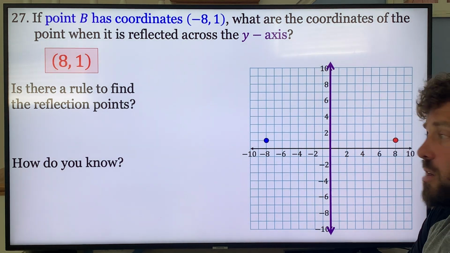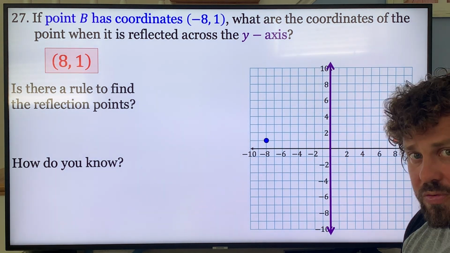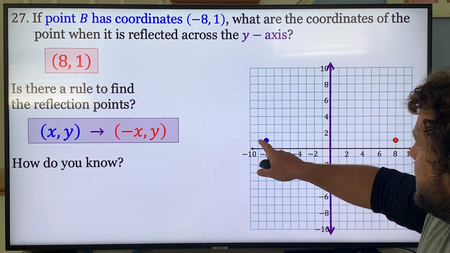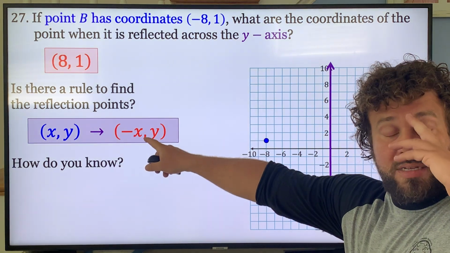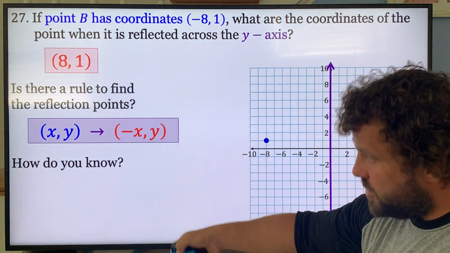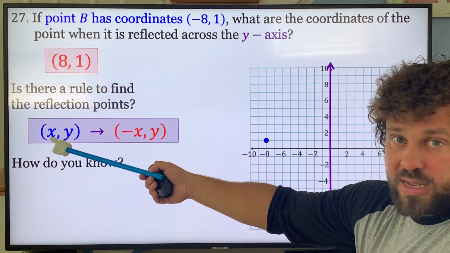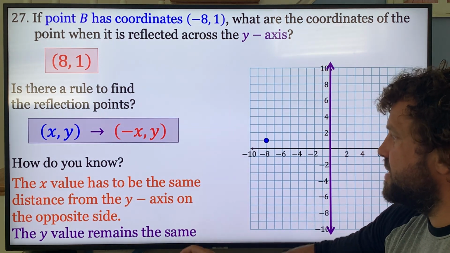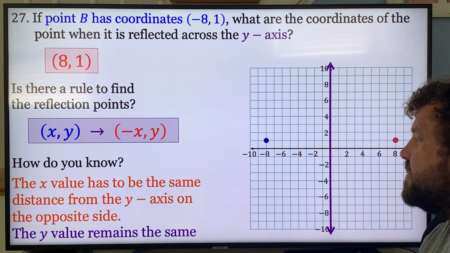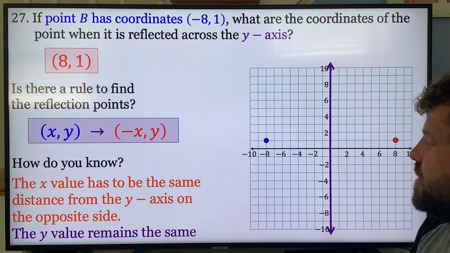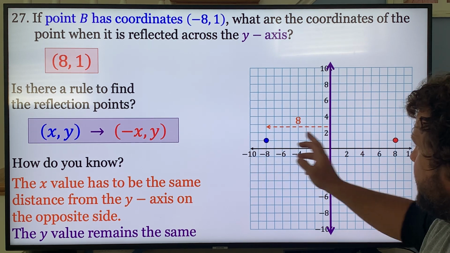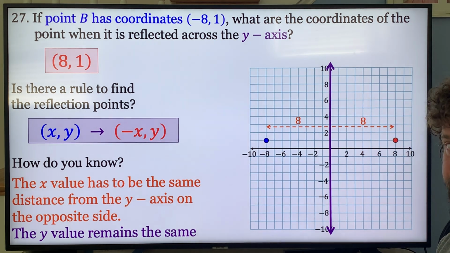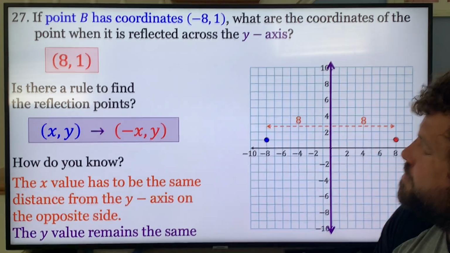And there you go. Is there a rule to find reflection points? Of course, there's rules for everything. It is (x, y) goes to (negative x, y). It doesn't mean the point is negative here. It just means it's the opposite sign. So whatever x is, if it's positive, you make it negative. If it's negative, you make it positive. And the y remains the same. The x value has to be the same distance from the y-axis on the opposite side, and the y value remains the same. So if I go 8 units to the left, this one I'm just going 8 units to the right. All right, simple reflection. Once again, more geometry.